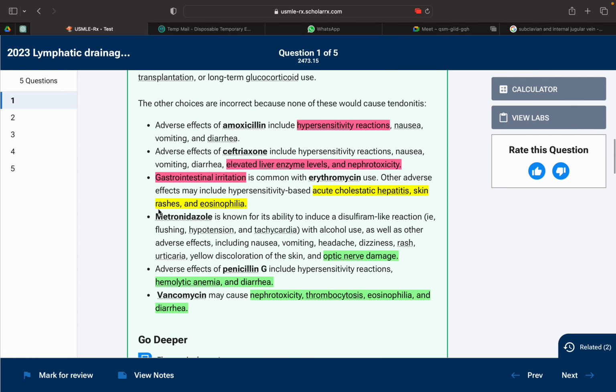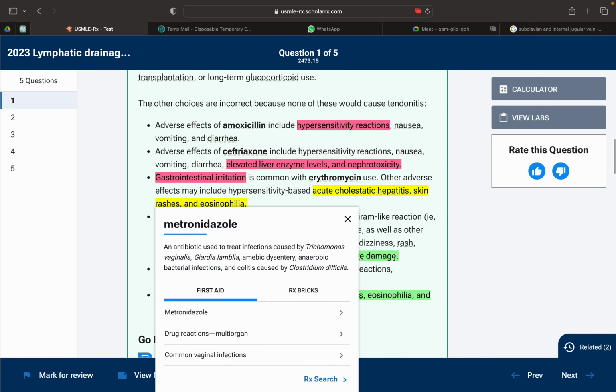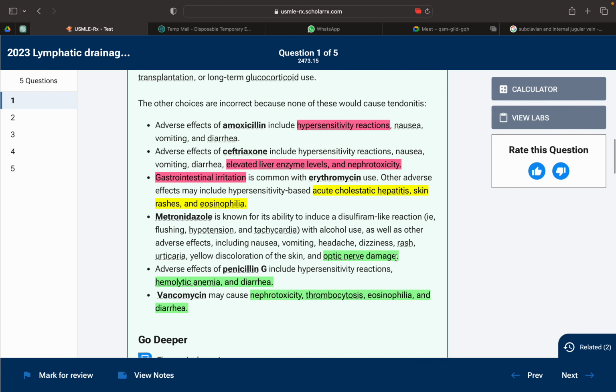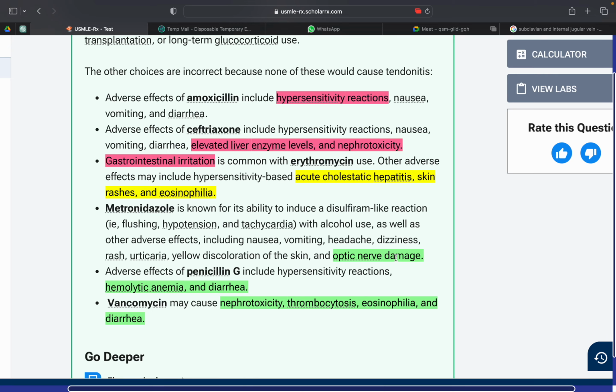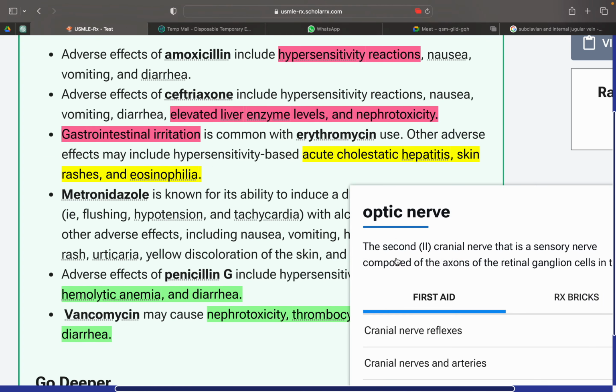You have to keep in mind that metronidazole also causes optic nerve damage. This is one of the high yield things which I want to emphasize.